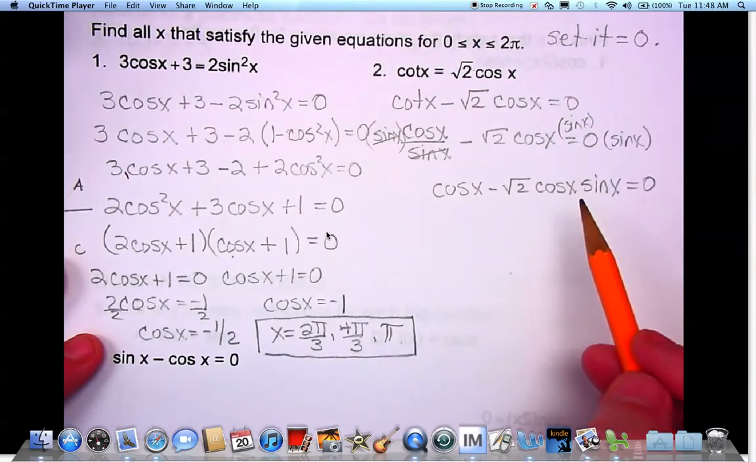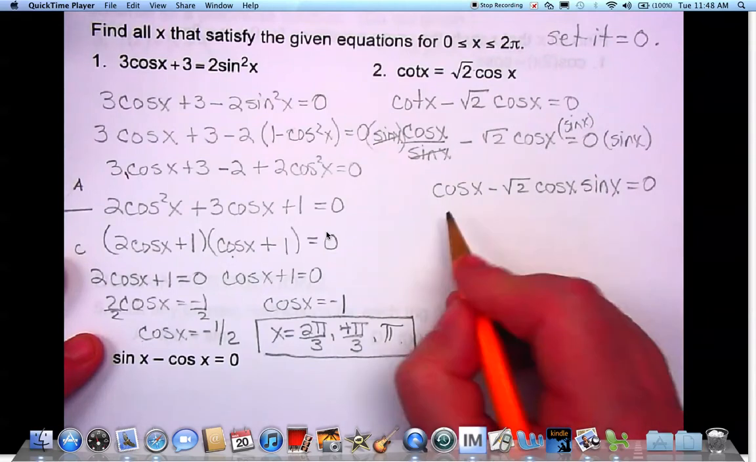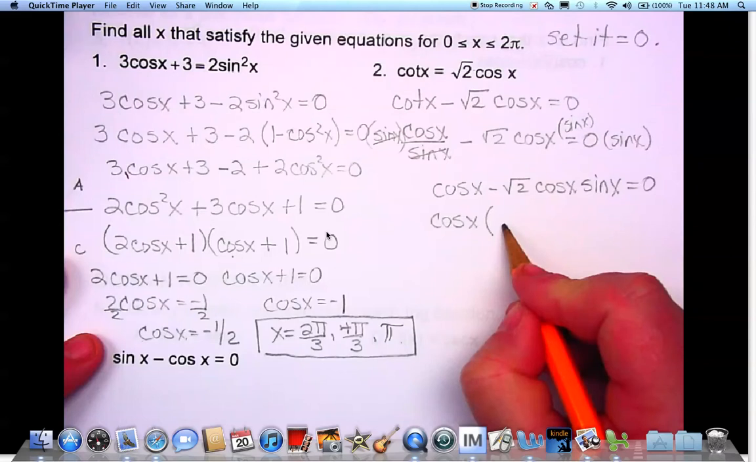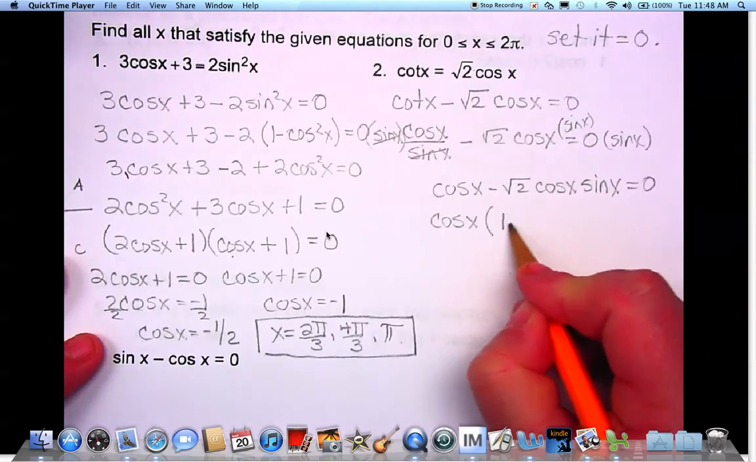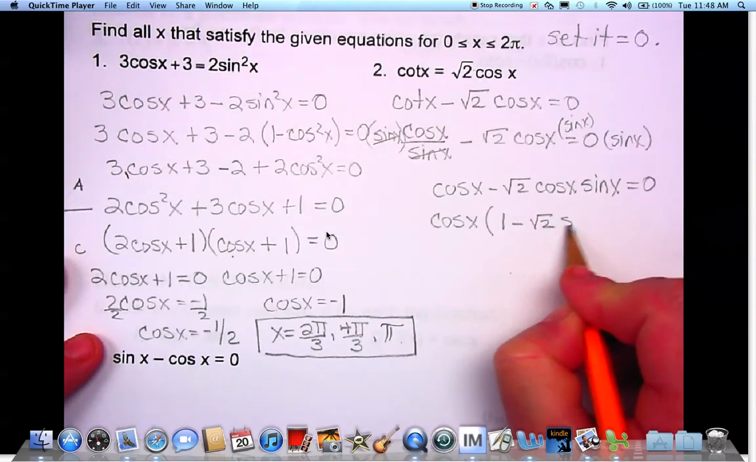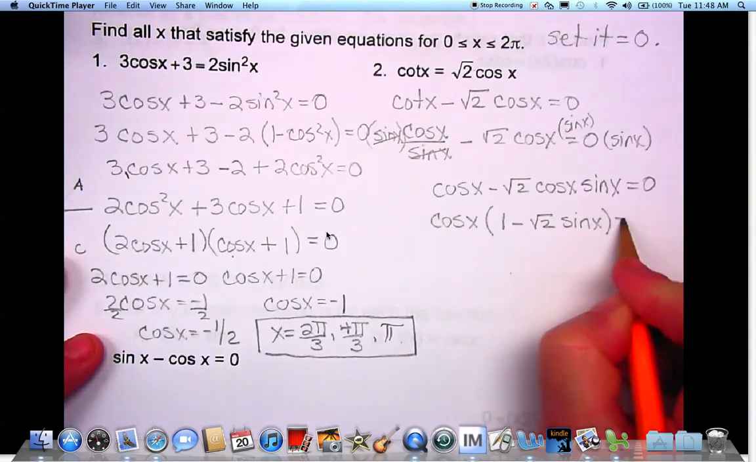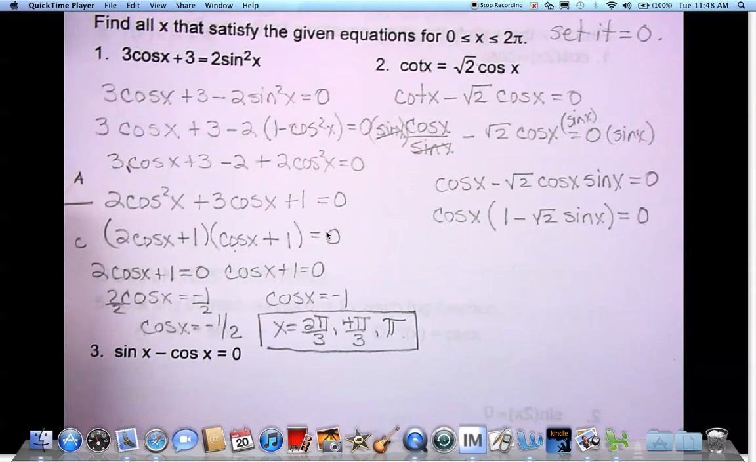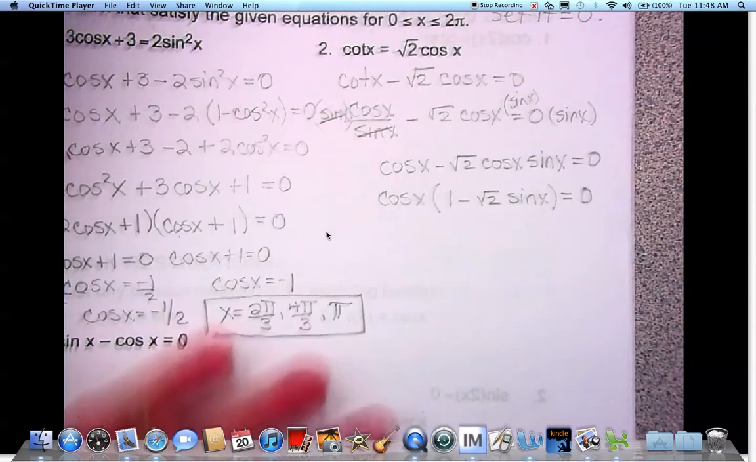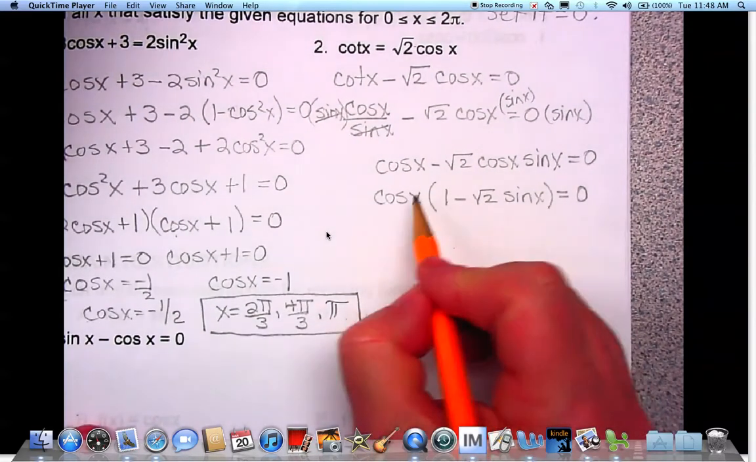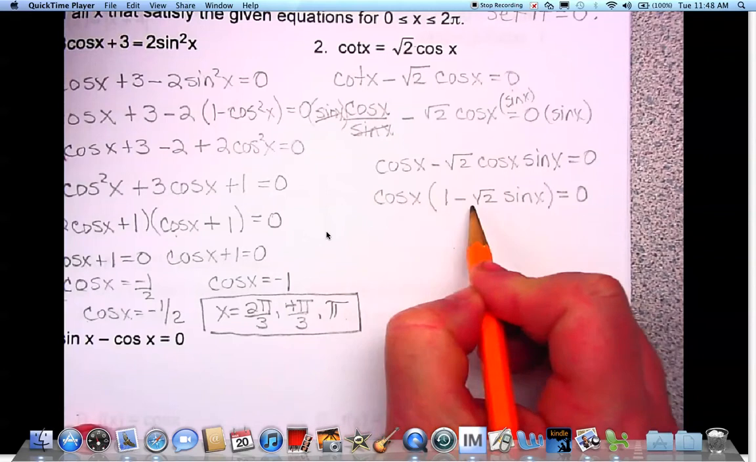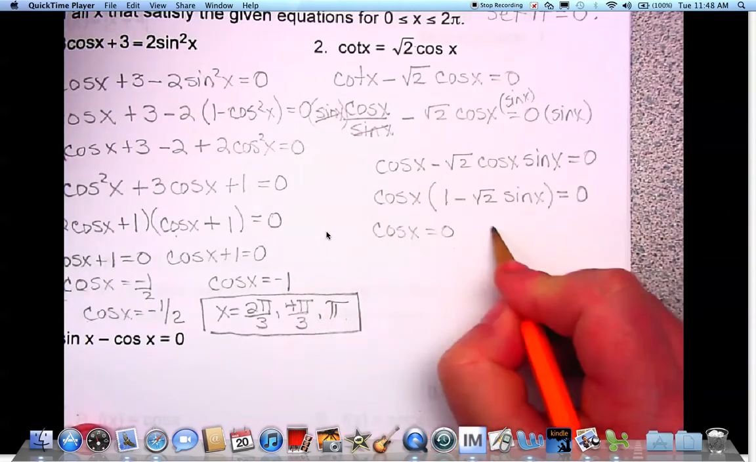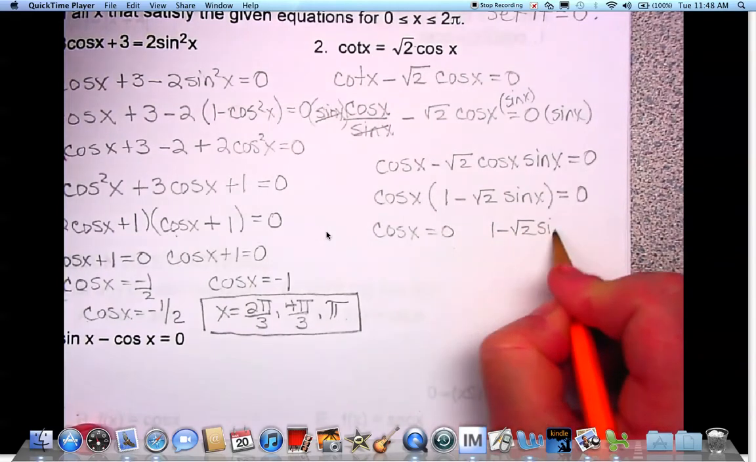Okay, so now we can factor out a what? Cosine. And what do we get inside the parentheses? 1 minus square root of 2 sine x equals 0. Right, we're going to set each one of these equal to 0. So cosine x equals 0, and 1 minus the square root of 2 sine x equals 0.